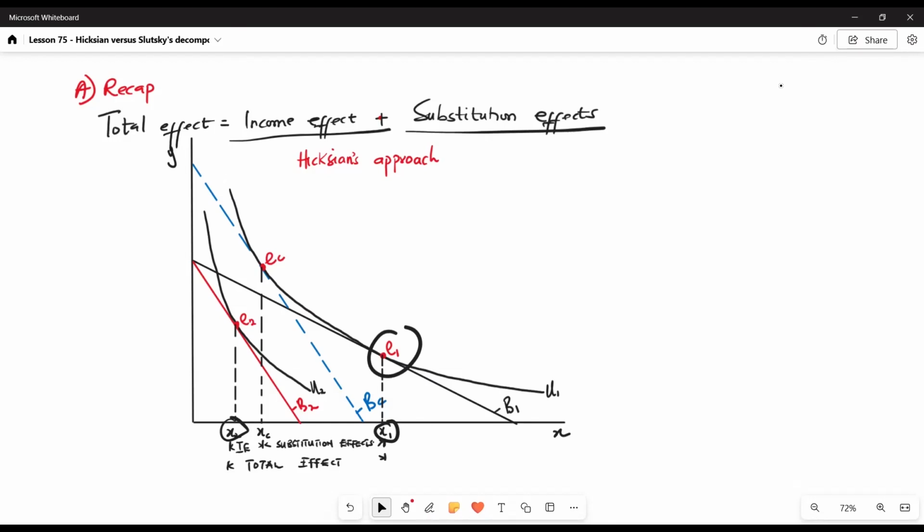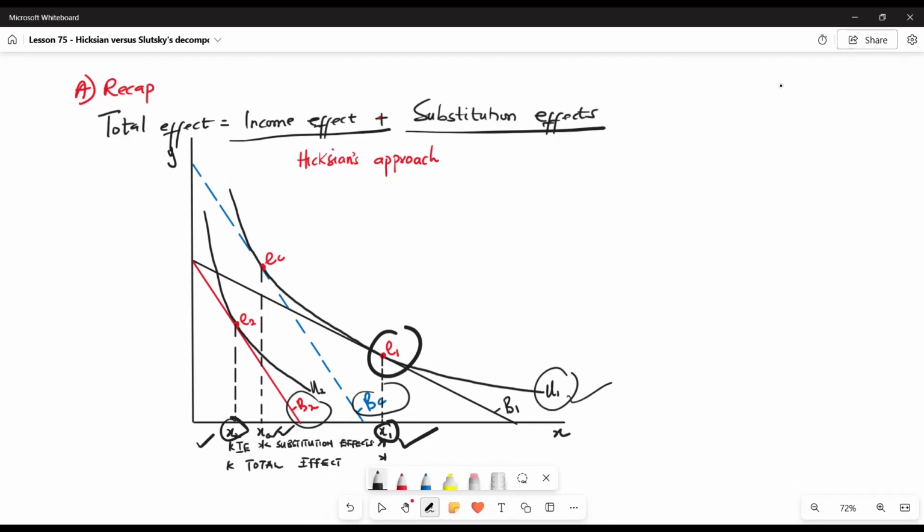This total effect can be decomposed into substitution and income effect. The substitution effect is the difference between X1 and XC, and the income effect is the difference between XC and X2. Notice that when we were isolating the substitution effect, our aim was to keep the consumer on the same level of utility or indifference curve, U1, despite the change in price. So we did this by drawing an imaginary budget line BC, which is parallel to the new budget line B2, reflecting the change in the relative prices, and tangential to the original indifference curve U1.